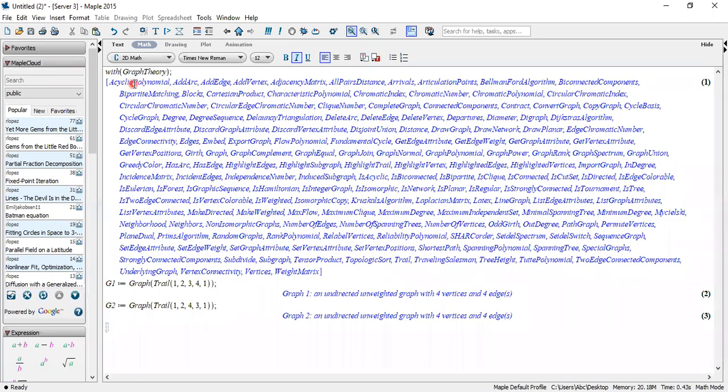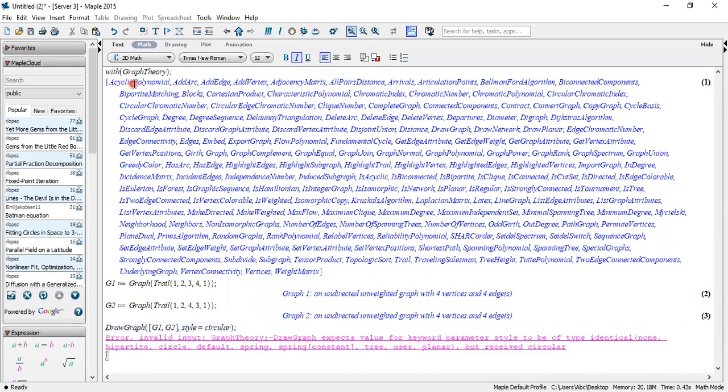If you want to see how these two graphs look, then you can use the draw graph command. You can put this command draw graph, and you can write these two graphs G1 and G2 over there, and you can give the structure a circular structure. Okay, and hopefully my command is correct. No, I have made some mistakes. I should write not circular, I should write circle. Circle, yeah.